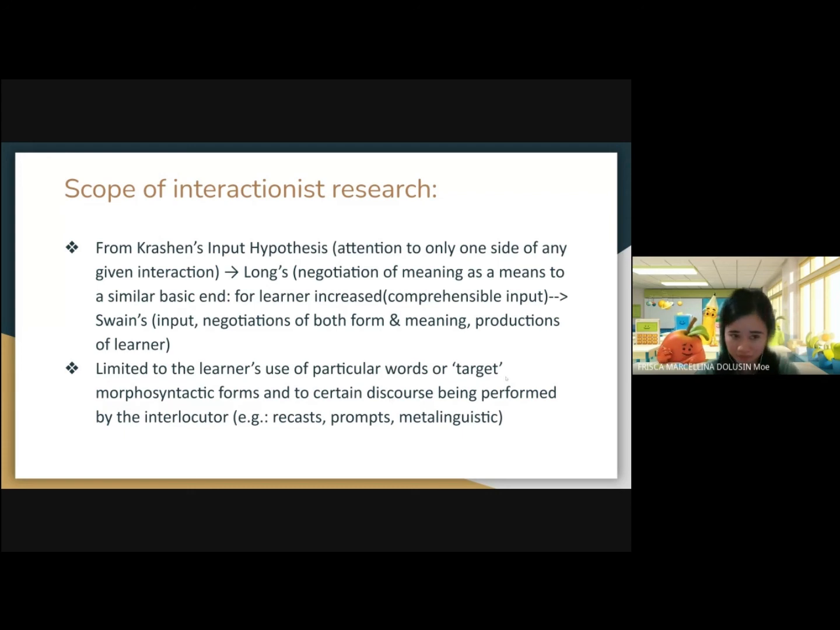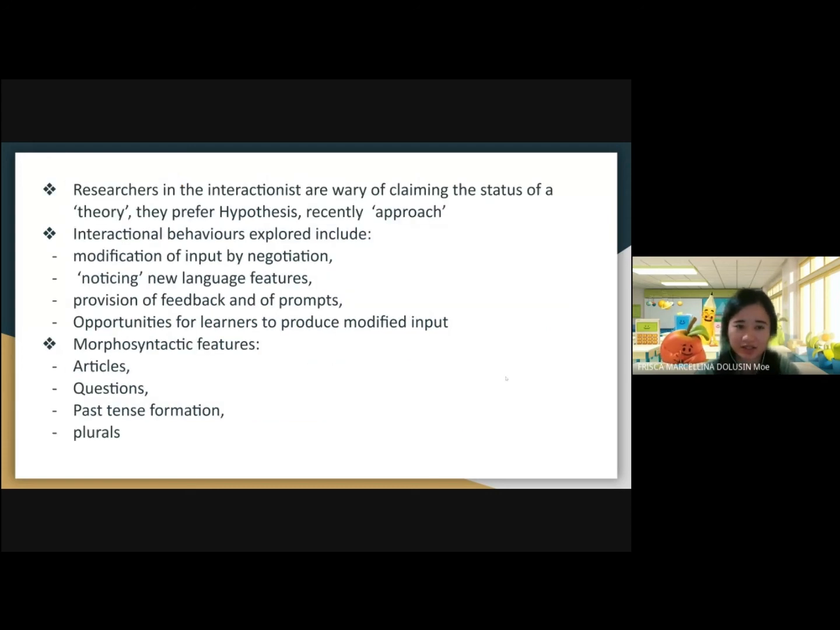Next. Also, the researchers in the interaction hypothesis are aware of claiming the status of a theory, where they refer to it as a hypothesis, and more recently, they are changing it into an approach. The interactional behaviors that they have explored include the modification of input by negotiation, noticing new language features, provision of feedback and of prompts, and also opportunities for learners to produce modified output based on the feedback events. The morphosyntactic features that they have looked at are articles, questions, past tense formation, and also plurals. Next.